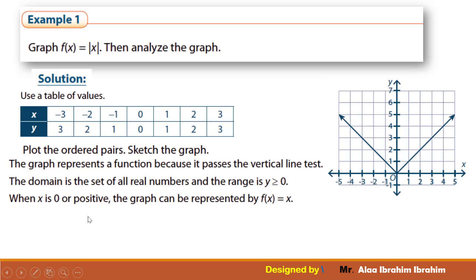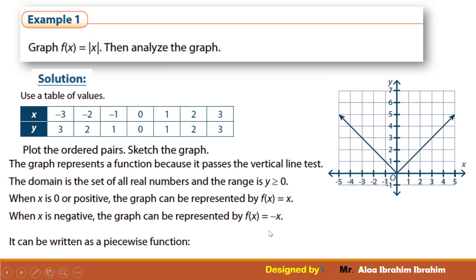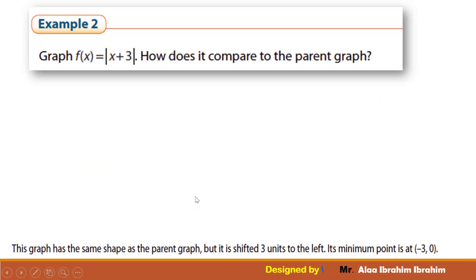When x is 0 or positive, the graph can be represented by the function f of x equals x, because, as I told you, this is a piecewise function. So this is the first equation, because this is the first piece. The second piece, I'm dealing with negative x. So because of this, I sometimes write this as a piecewise function like this: f of x is x, first piece, for x greater than 0, and the second one, negative x, for x less than 0. One of them has equal, the other not equal. It changes sometimes.